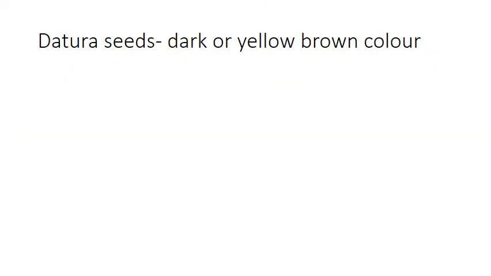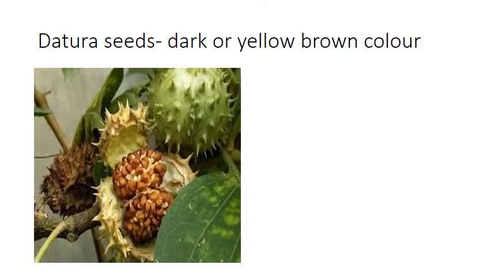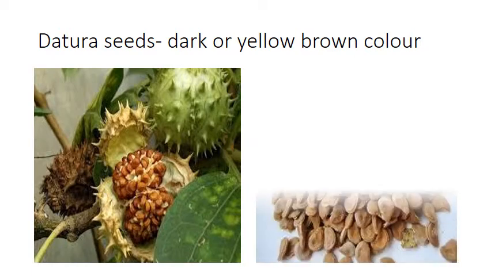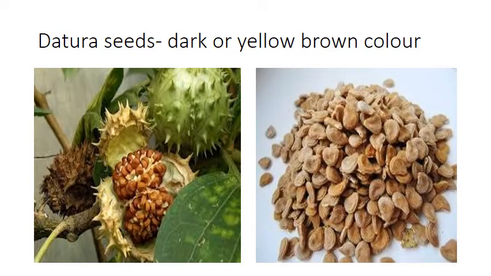Coming to the Datura seeds, the color of it is either dark brown or yellow brown. There are about 500 seeds present in each Datura fruit. The picture shows the seeds present in situ, within the Datura fruit, which is cut open. Here you can see the Datura seeds separated from the fruit. You can see the color, it is almost yellowish brown. And there are a few characteristics which I will talk about a bit later. This is about Datura seeds, which almost resemble chili seeds, but there is a difference to identify.